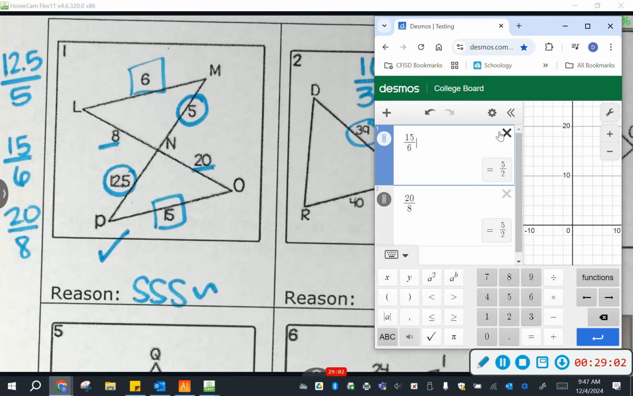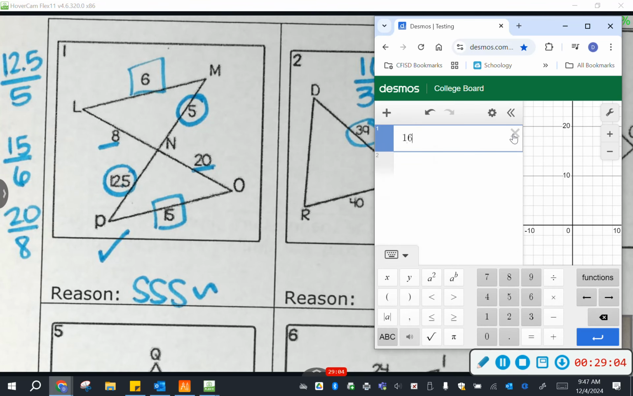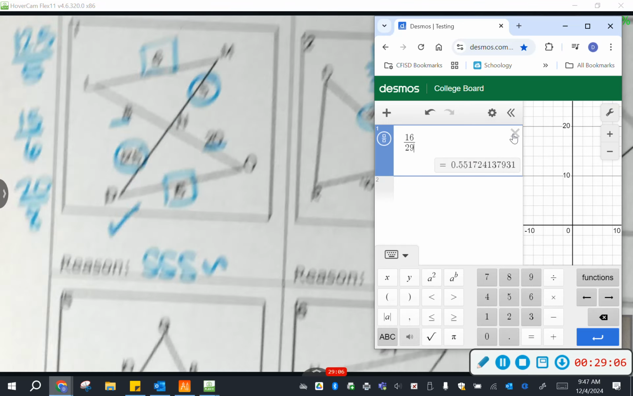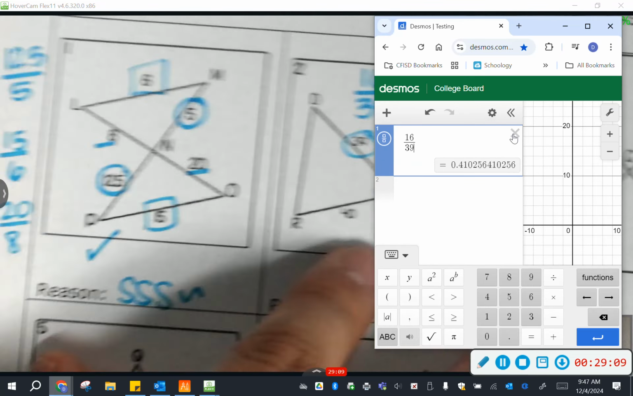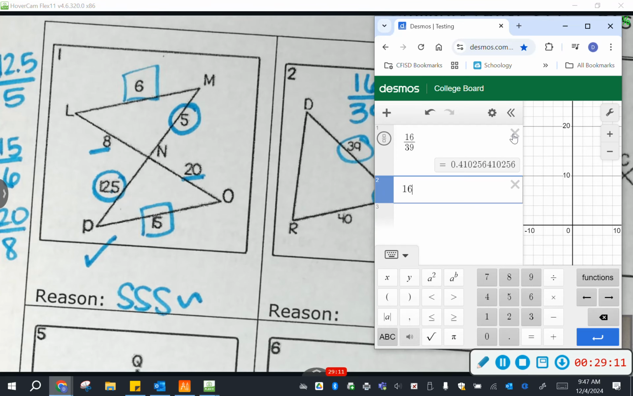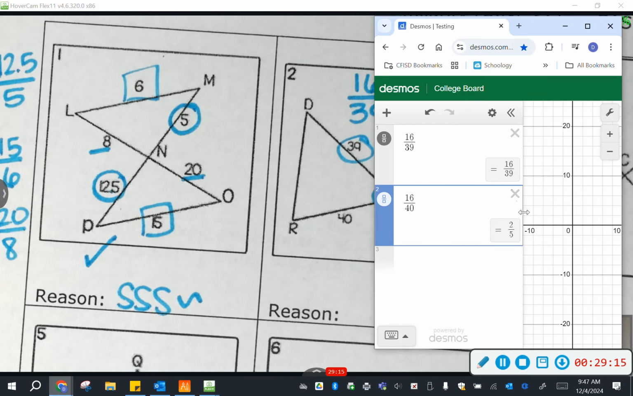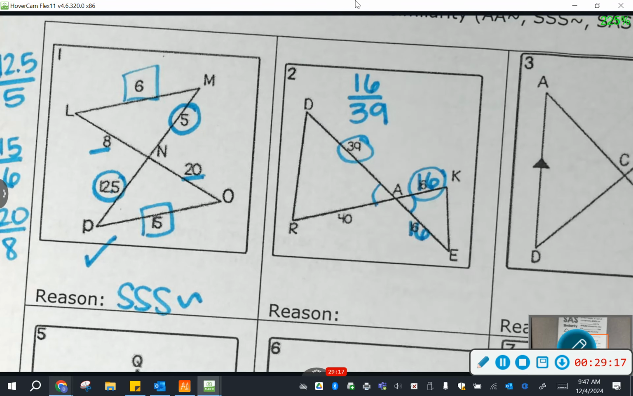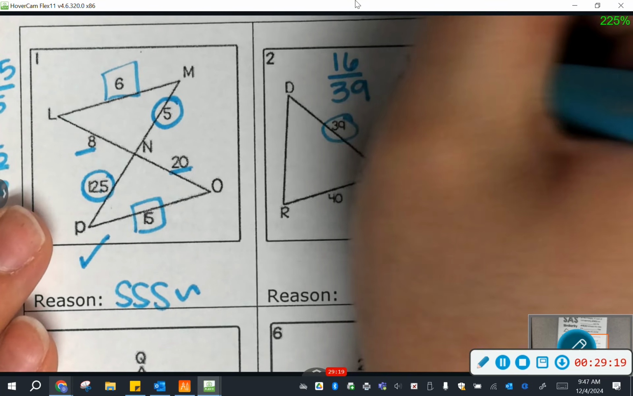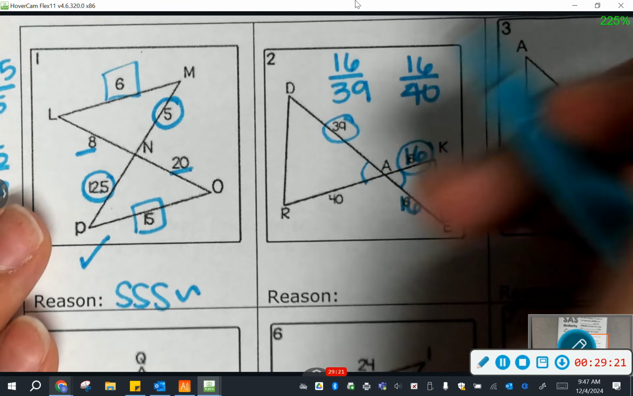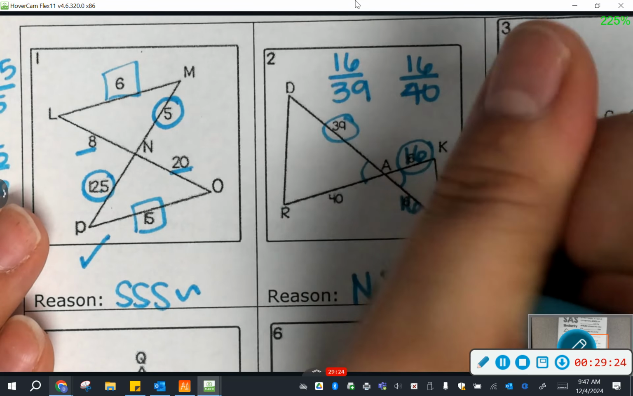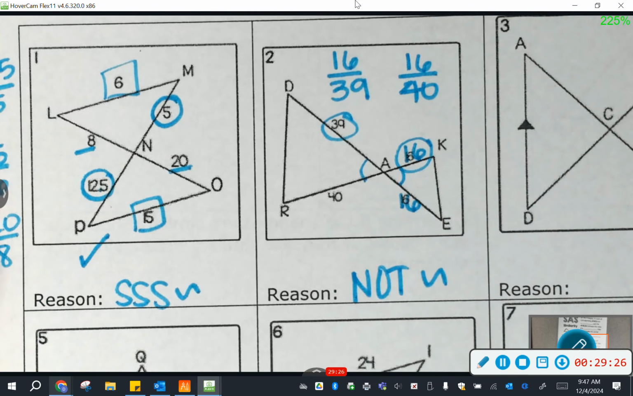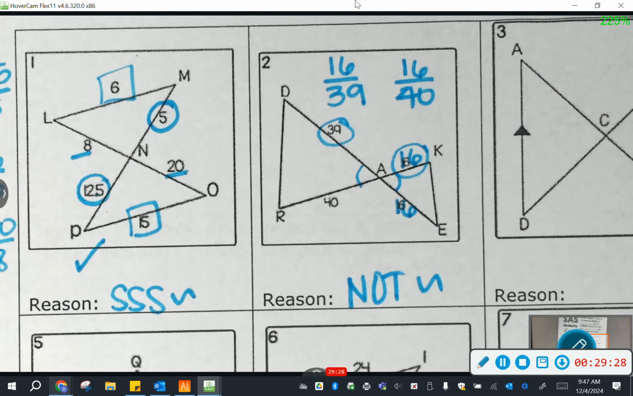Let's check this out. Couldn't we already say no though because there's 2 different numbers? I mean, I agree, but I'm just proving it. I agree with what you're saying. And then 16 over 40. Do y'all agree these are not the same? Yeah, and you're right. If 2 of them are the same, can you have 2 different numbers on that one? So you're just going to write not similar on that. How can you have an isosceles on one but not an isosceles on the other?